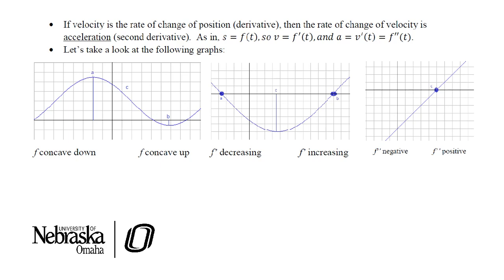So if our position function is f of t, the velocity would be the first derivative in terms of time, and our acceleration would be the derivative of the velocity, which is the second derivative of our position function. So look at these graphs. This is the original function, the derivative function, and the second derivative. Notice that in our first function we have this nice curve, where our position is increasing, we have a relative max and we have a relative minimum.